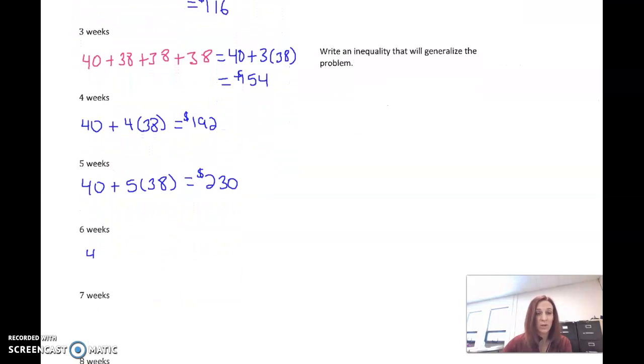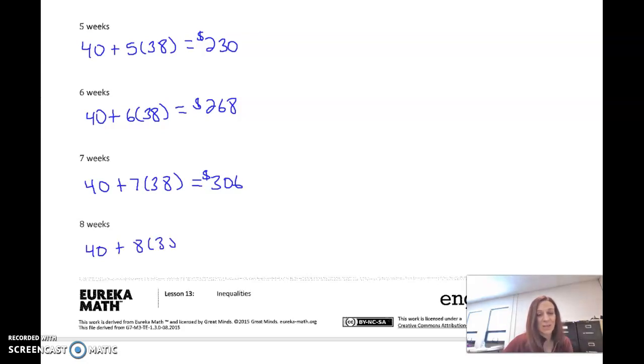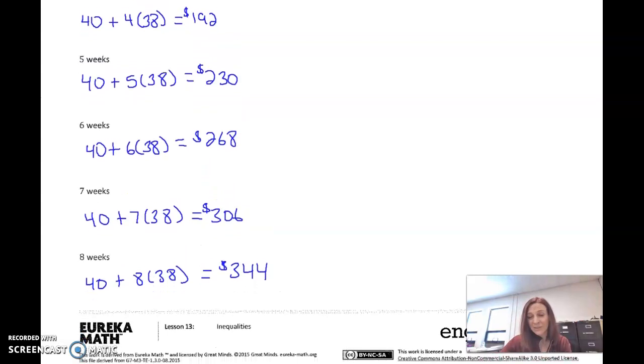All right, scrolling down here. After 6 weeks, $40 plus 6 times that 38. 6 weeks, he saved $38, and that is $268. So after 7 weeks, we have $40 plus 7 times $38, which is $306. And last one we'll do today is 8 weeks. So 40 plus 8 times 38, which equals $344.